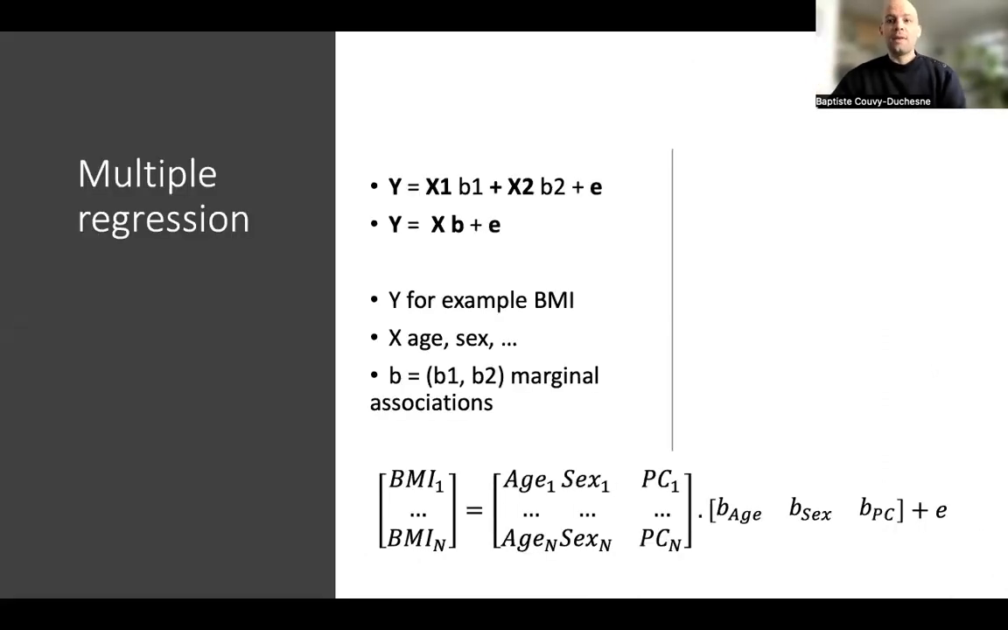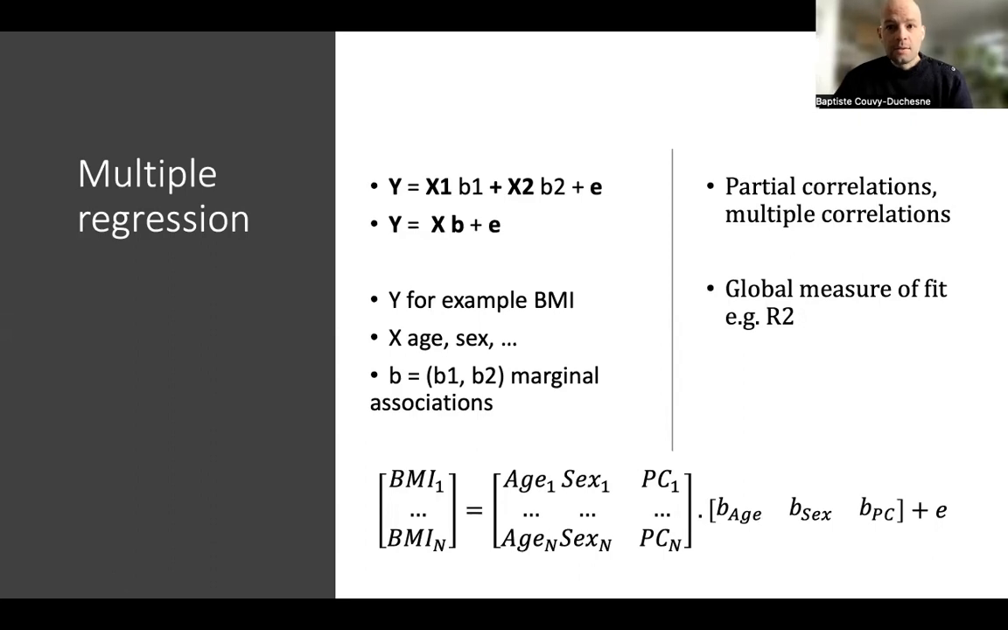All right, let's complexify the model and go to multiple regression. So let's assume we're still interested in our Y variable, let's say BMI, but now we have several X variables which we want to fit in the model, such as age and sex. So in this Y equals XB plus E, B is now also a vector, B1, B2, which are the marginal associations of each of the X variables. So our model now looks like this. X becomes a matrix of the different columns, and B is a vector of different values.